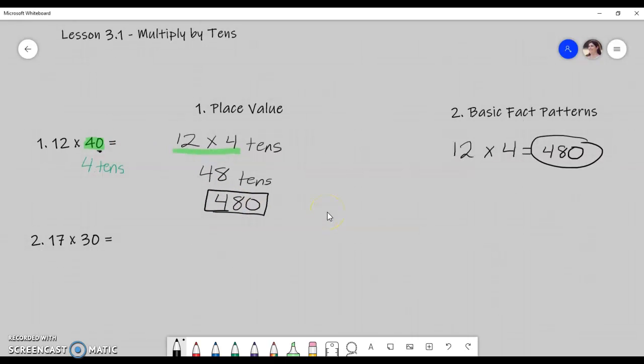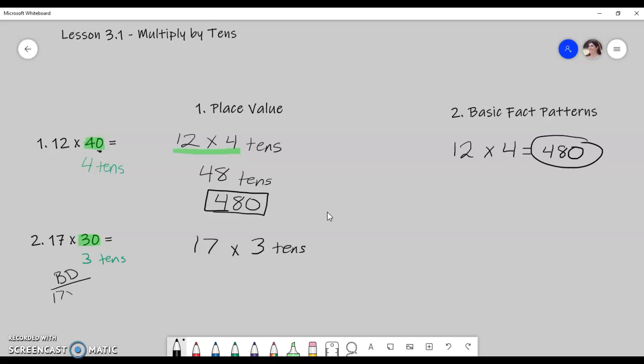Now, it's similar with the second problem too, 17 times 30. So again, let's do it with place values first. I've got 30, which is the same as saying it is 3 tens. So I can rewrite that problem with place value as 17 times 3 tens. Now here's the thing, 17 times 3, that is a basic fact, but it's a little bit tricky, so we can do a brain dump.